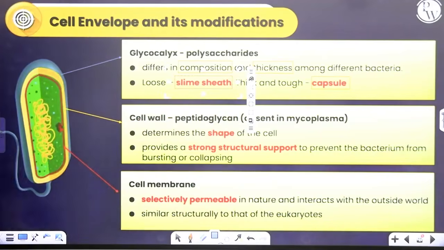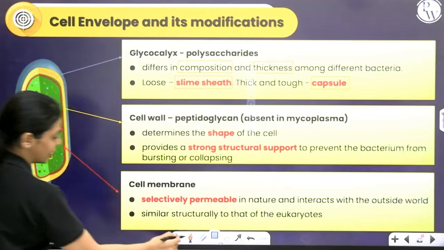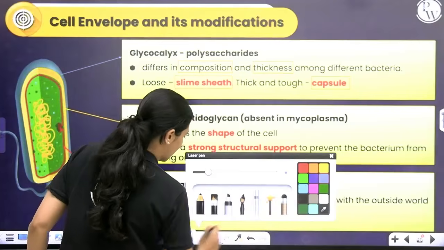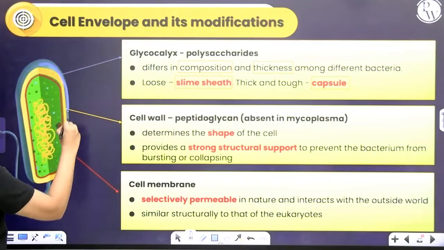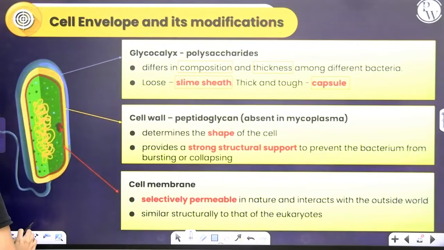I repeat, the outermost layer. Here you can see there are 3 distinct layers. I will show you. This outermost one is in a sort of bluish color. That is your glycocalyx.